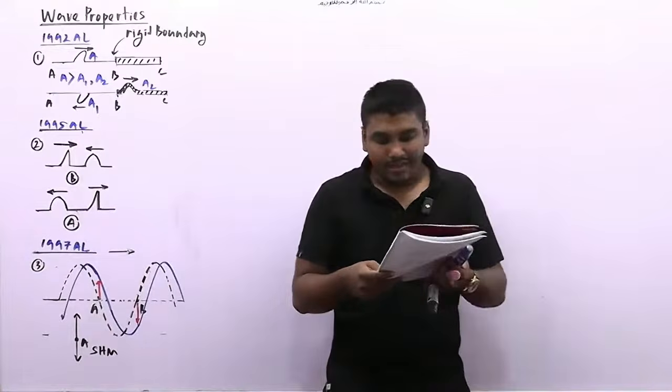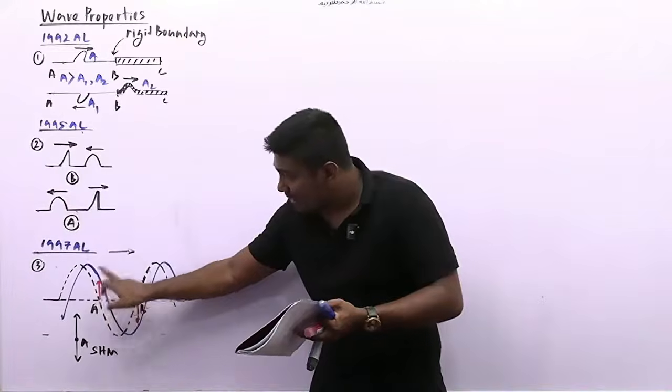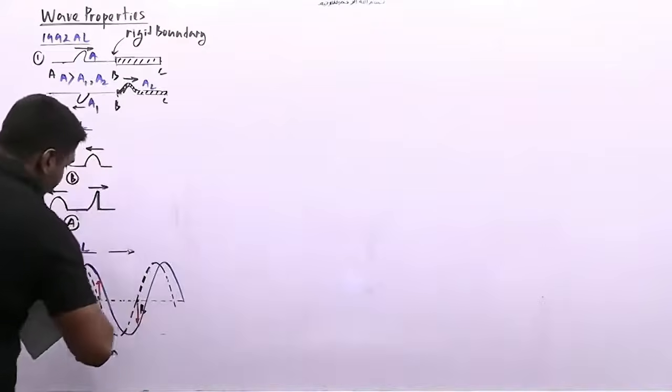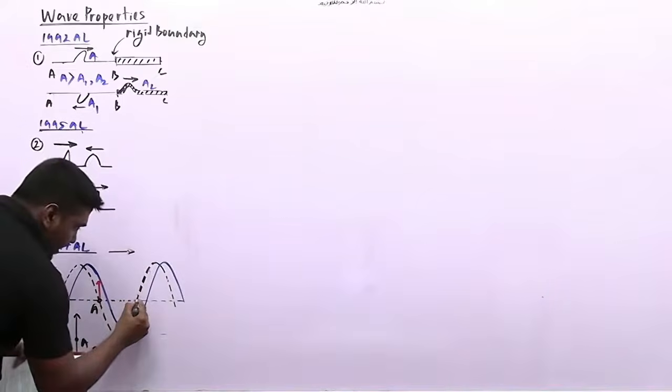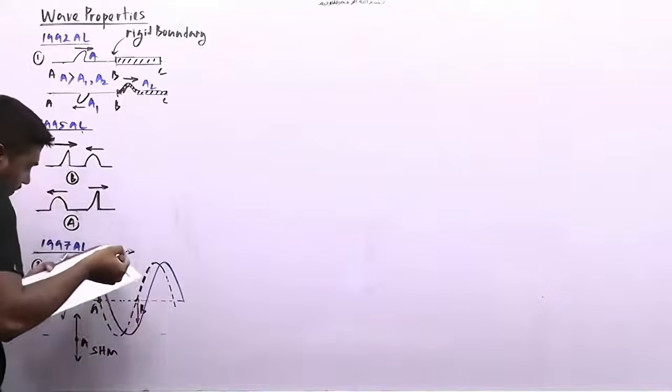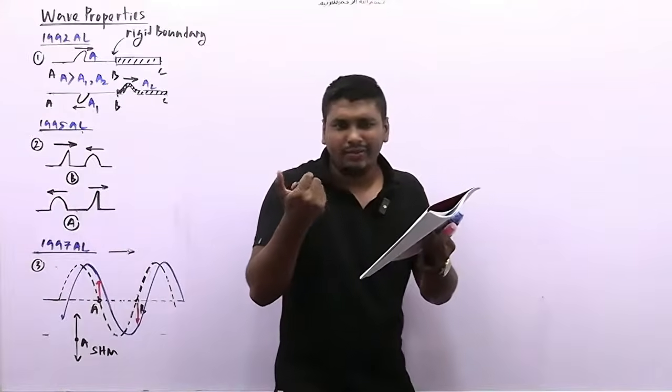Now we understand. At the next instant, A begins to move upwards. Water particle A, not object A, begins to move upwards. That's correct. And what about B? B begins to move downwards. A begins to move upwards and B begins to move downwards. Therefore, the answer to question number 3 is the fourth one.